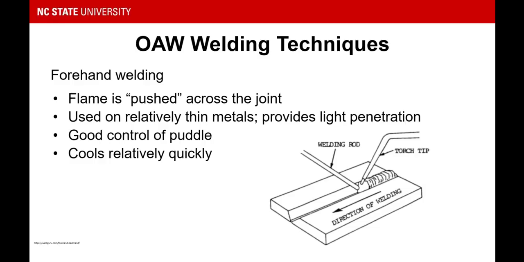Forehand welding is often used on relatively thin materials because it produces a lighter penetration. Mainly the heat source doesn't focus on that metal as long as you're pushing. If you're pulling, the heat tends to focus and push the puddle deeper into the metal. So forehand provides really good control of the puddle, and it cools relatively quickly. That's why it doesn't penetrate as deep. Forehand welding is probably the best option for welding thinner sheet metal materials. You can see here that you have the torch tip and you have the welding rod being dipped into the puddle. That is called filler welding.